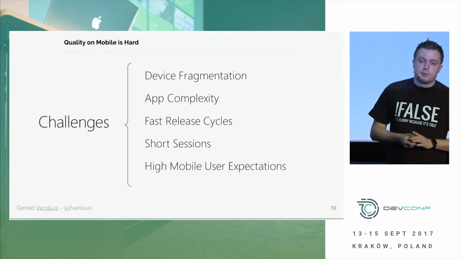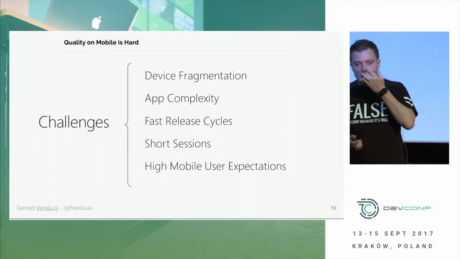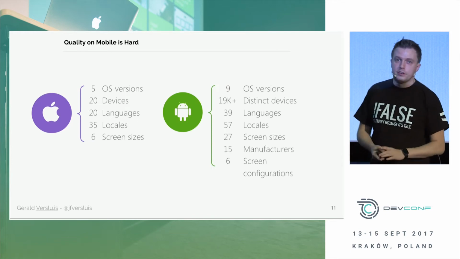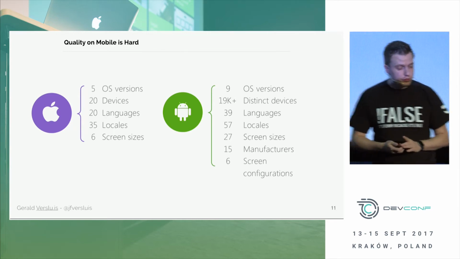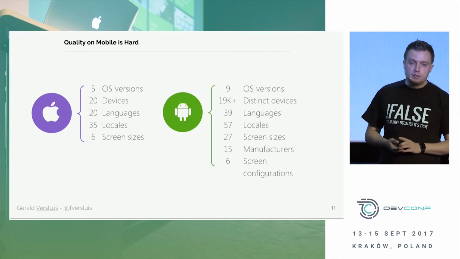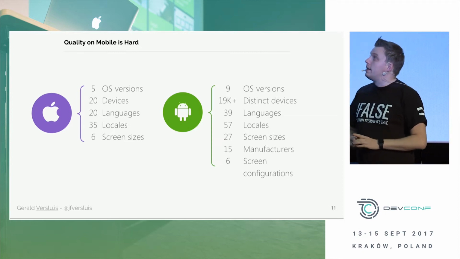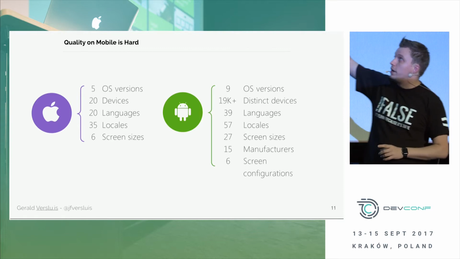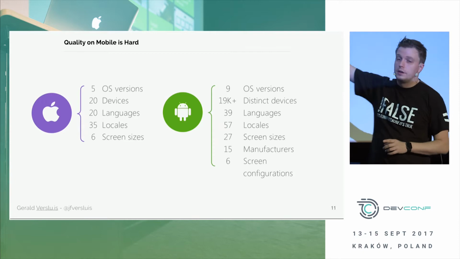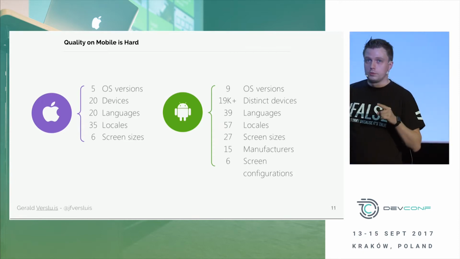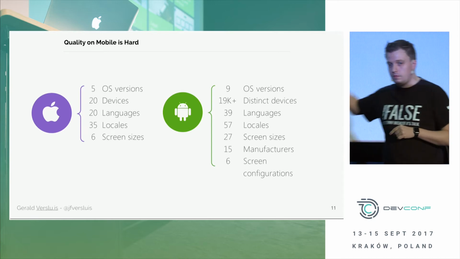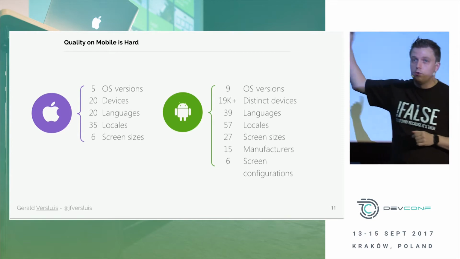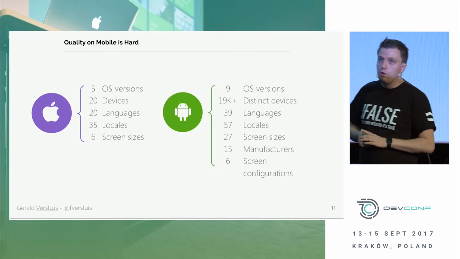And people also have high expectations of apps these days. So here's some more. I think this is outdated already, especially because Apple introduced some new models the day before yesterday. But here you can see that there's a lot of device configurations out there. Because you have to do 5 times 20 times 20 times 35 times 6 to have all possible configurations for one device. And on Android, that's just crazy. The distinct devices alone are well over 19,000 now.